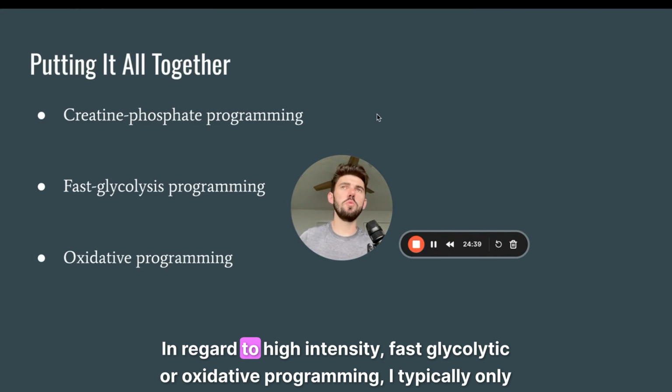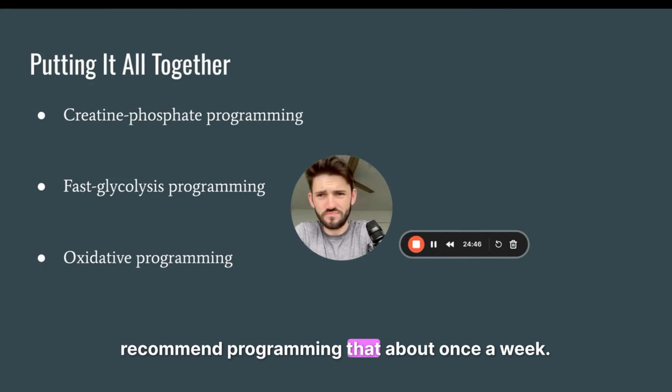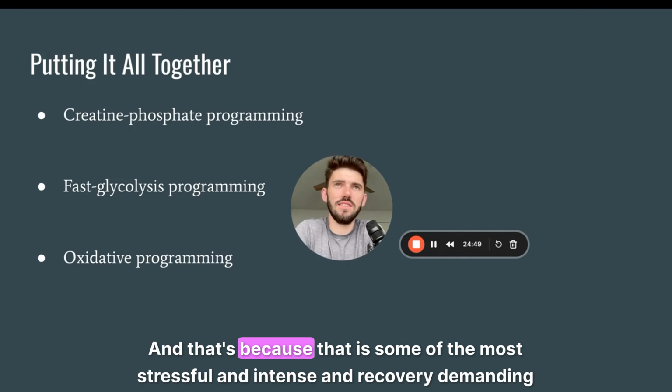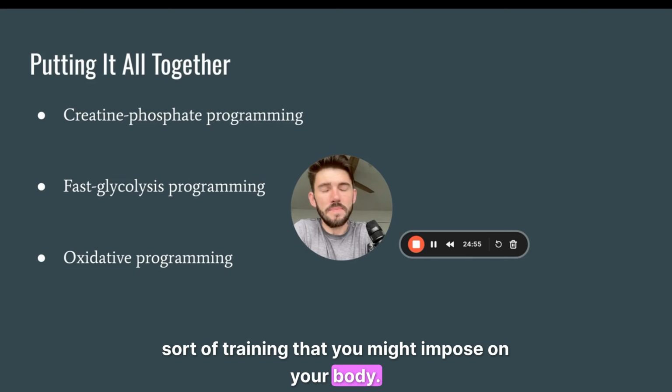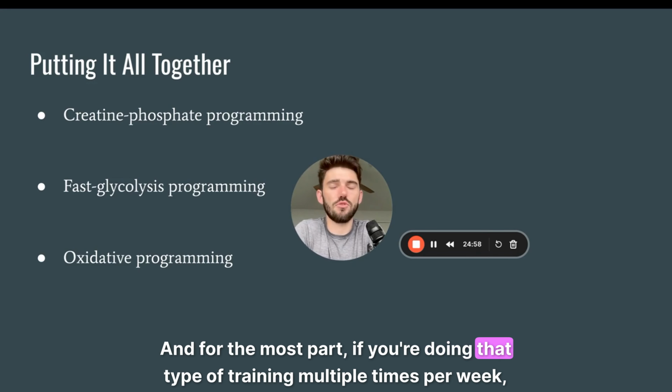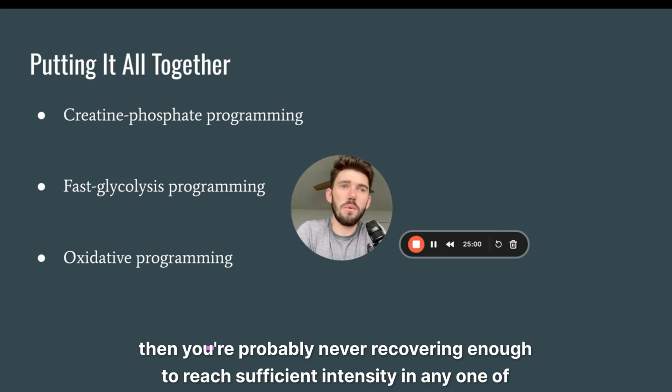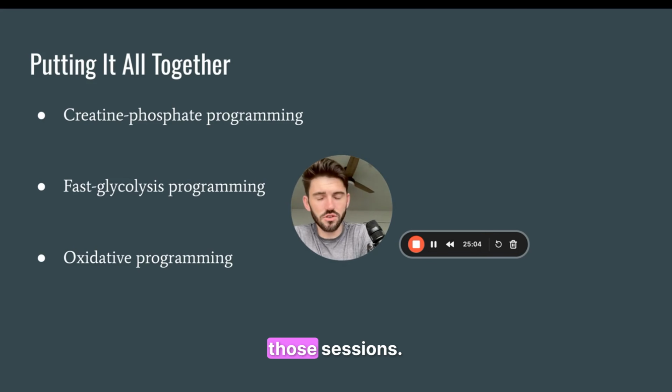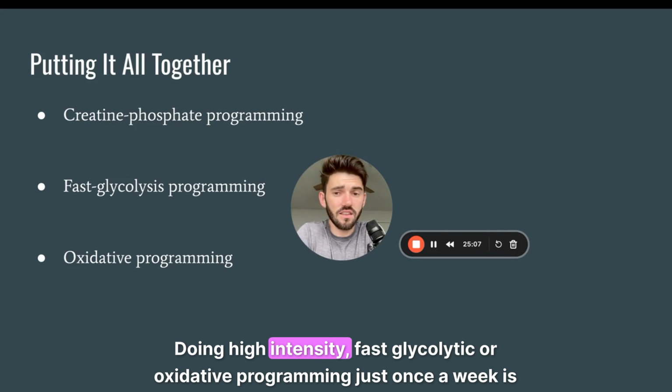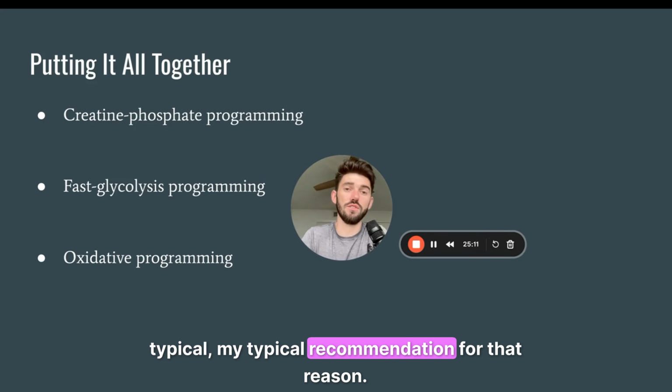In regard to high intensity fast glycolytic or oxidative programming, I typically only recommend programming that about once a week. And that's because that is some of the most stressful, intense, and recovery demanding sort of training that you might impose on your body. And for the most part, if you're doing that type of training multiple times per week, then you're probably never recovering enough to reach sufficient intensity in any one of those sessions. So doing high intensity fast glycolytic or oxidative programming just once a week is my typical recommendation for that reason.